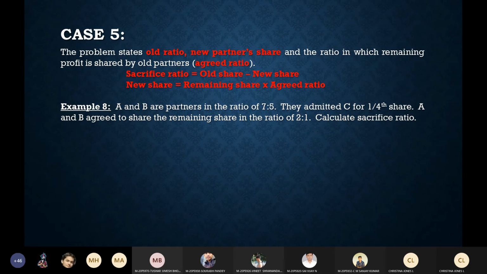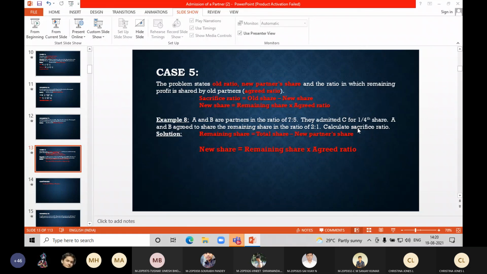Correct? After we find out the new ratio, then we'll go back to case 4. Anyway, we already have the old ratio. New ratio we just found out. Old ratio minus the new ratio, you'll get the sacrifice ratio. Okay, I'll tell you how to do it. First, calculate the remaining share. How do we calculate the remaining?